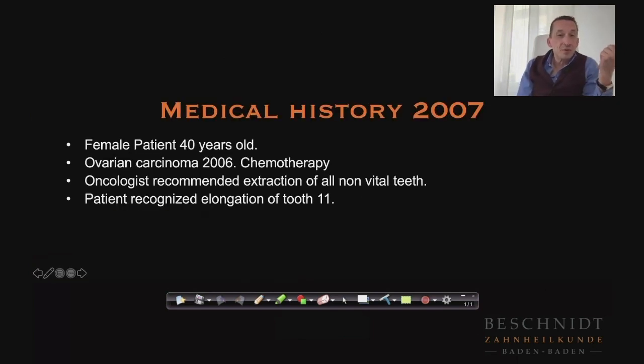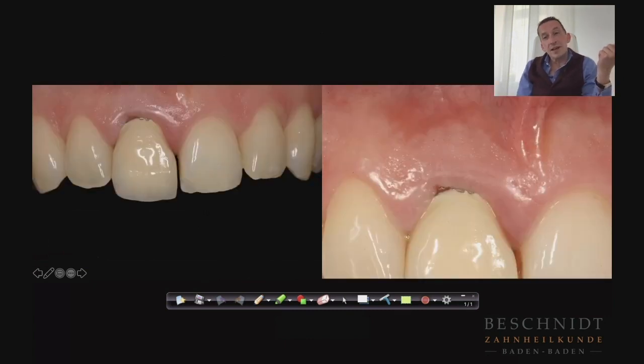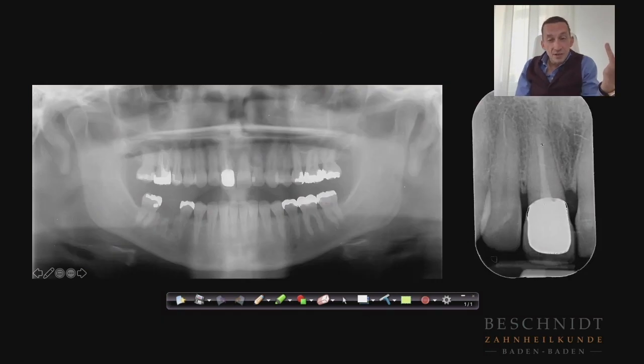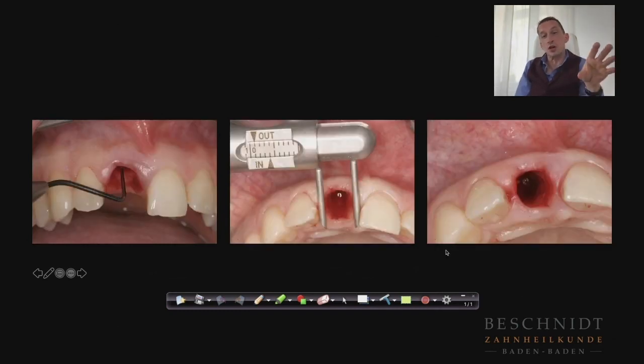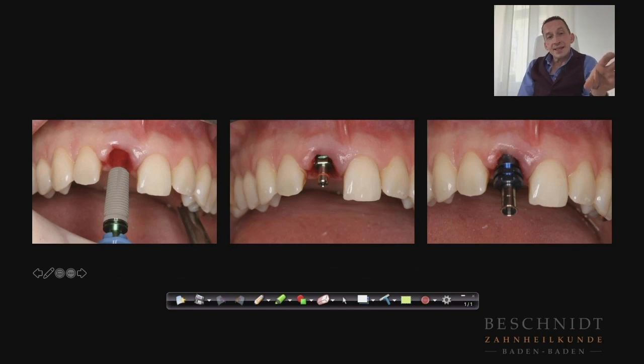This is a case from 2007. This lady was suffering a cancer and her oncologist told her to take out every root canal treated tooth. Here you see the root canal treated tooth. We took it out. In 2007, I measured the socket and I placed a 6mm screw line. Of course, I have to admit, today I would place rather a 5 or 4.3mm.